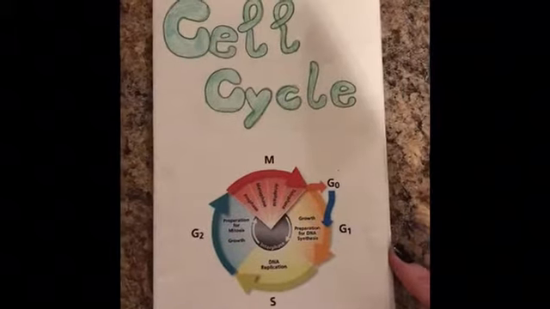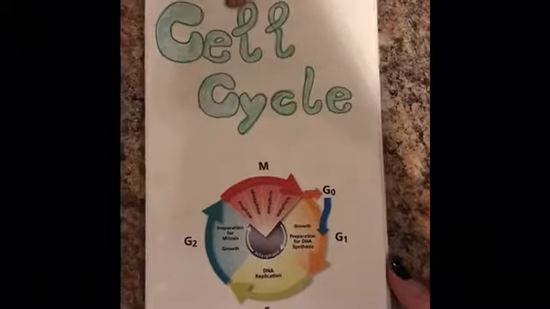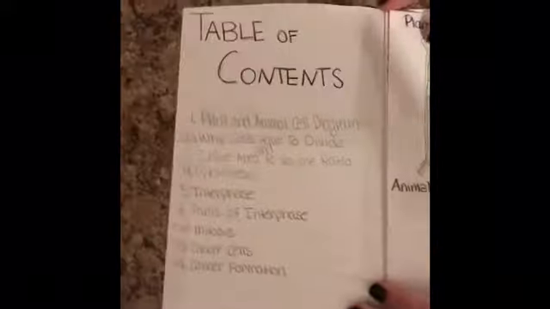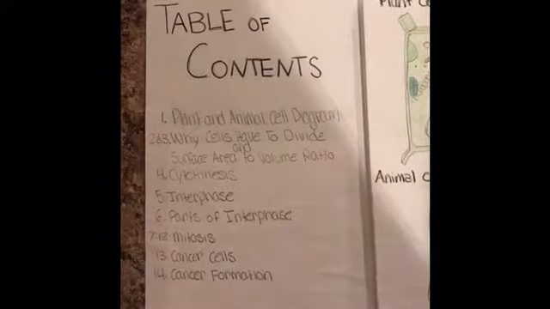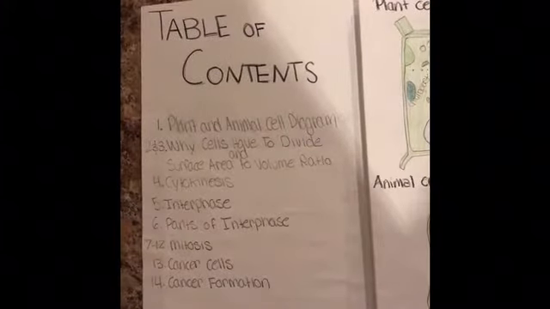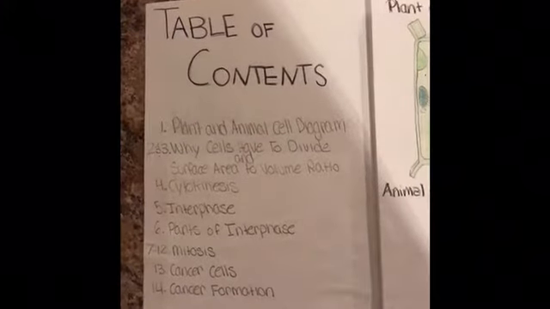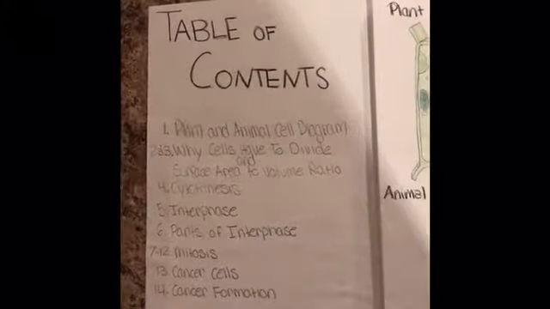The Cell Cycle, written by the M&Ms. Table of Contents. First page, plant and animal cell diagram. Second and third page, why cells have to divide and surface area to volume ratio.